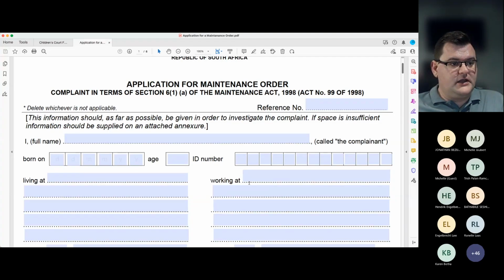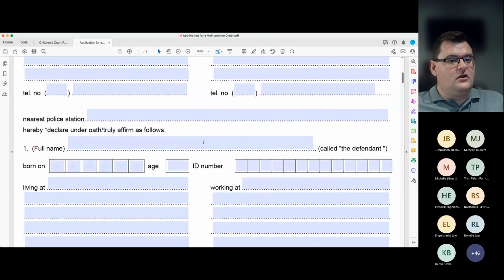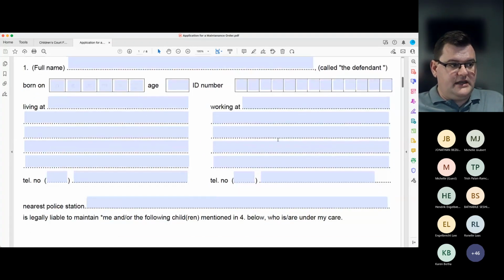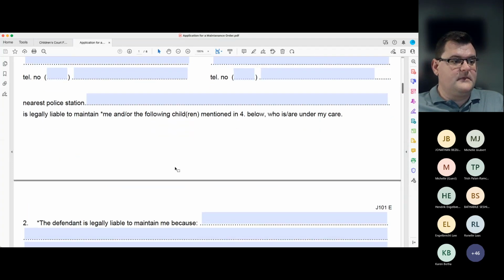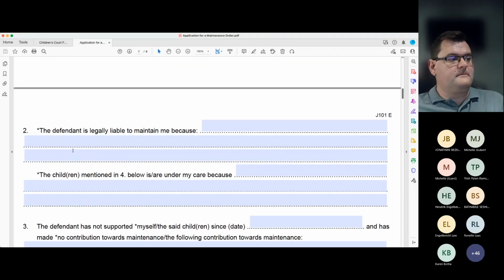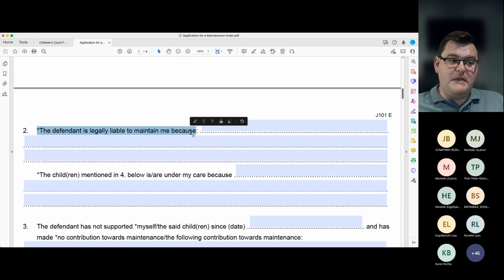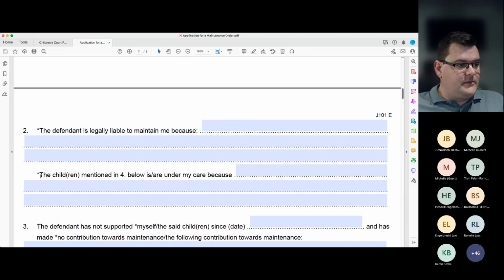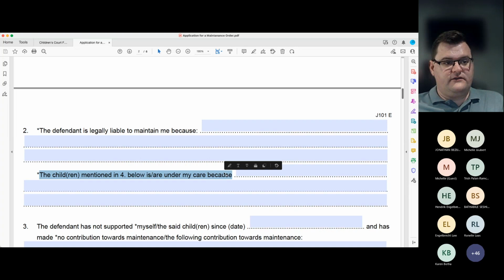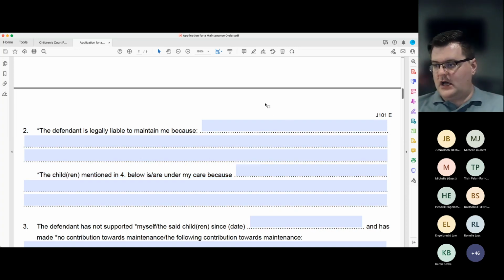This is a bit different in format. You start off with the name of the complainant, who is the person launching the proceedings, then who is the person defending the proceedings. Then you look at, is it for someone claiming on their own behalf, the defendant is legally liable to maintain me, or liable to maintain the children mentioned in 4 below, and you set out why they are liable to maintain.